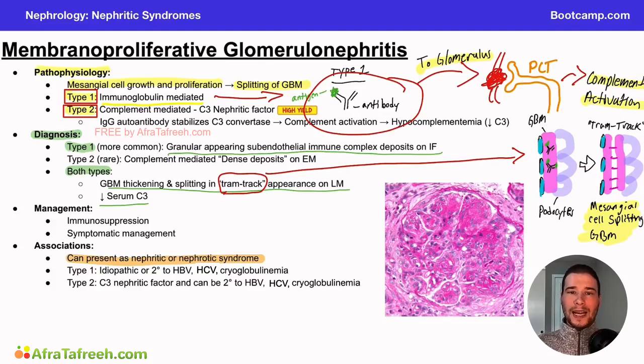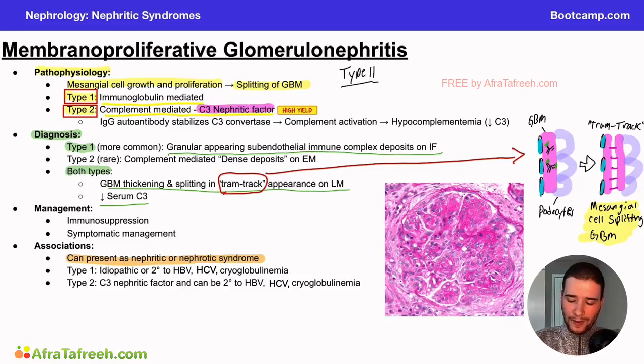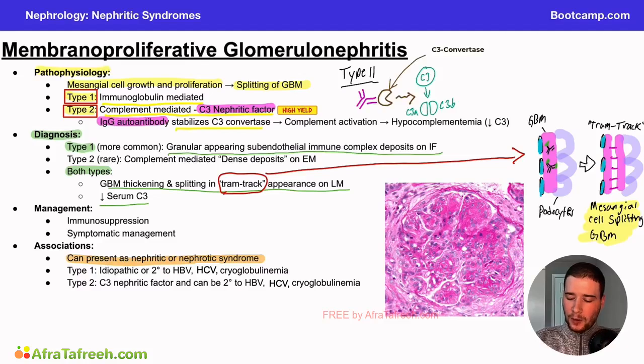So now let's dive into type 2 and talk about the differences. In type 2, I put a high yield button by the fact that it's complement mediated due to a C3 nephritic factor. So how does this process work? Well, the C3 nephritic factor is an autoantibody that stabilizes C3 convertase. And so this IgG autoantibody stabilizes C3 convertase, which is normally a molecule that converts C3 into C3a and C3b.